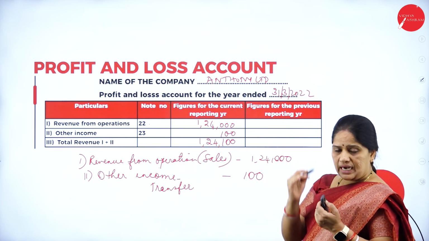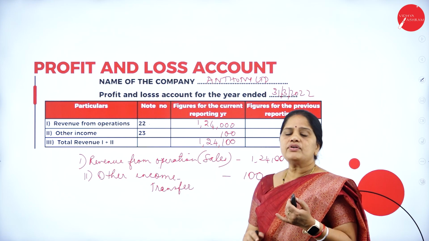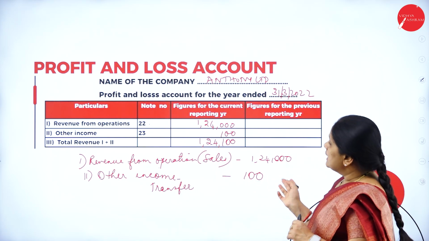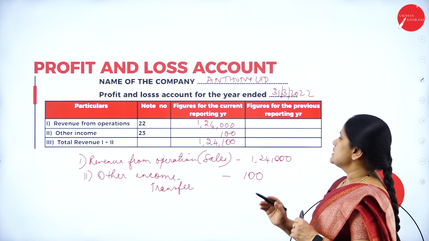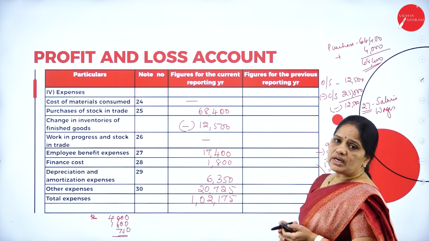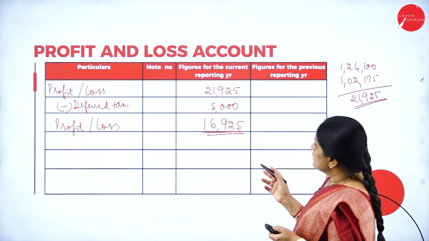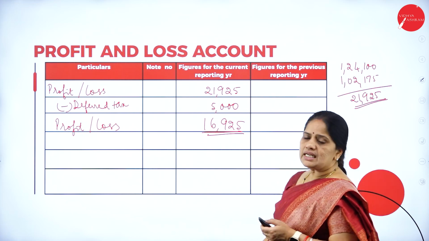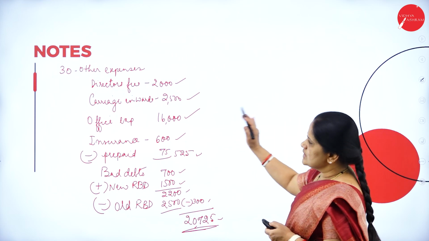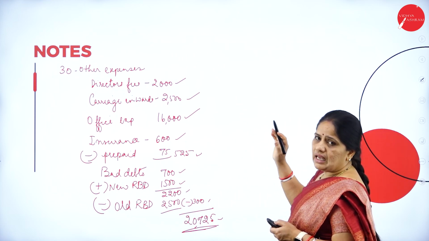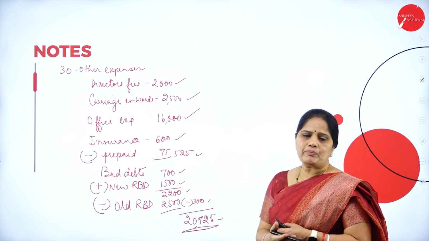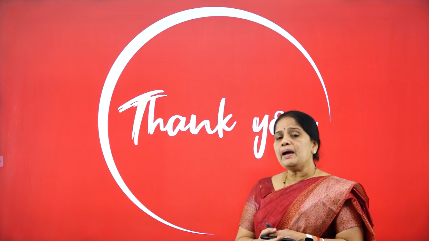So in this way we have just prepared the balance sheet and the profit and loss account. First thing is you write the format of the balance sheet, write the format of the profit and loss account, then you write all the notes and then transfer the items to the profit and loss account, calculate the profit, and once you get the profit, then you transfer to the balance sheet. Next we have this profit or loss at 16,925. Whatever notes I have written should be mentioned as per the schedule, schedule 1, schedule 2, schedule 3. In this way we have to prepare the profit and loss account and the balance sheet.